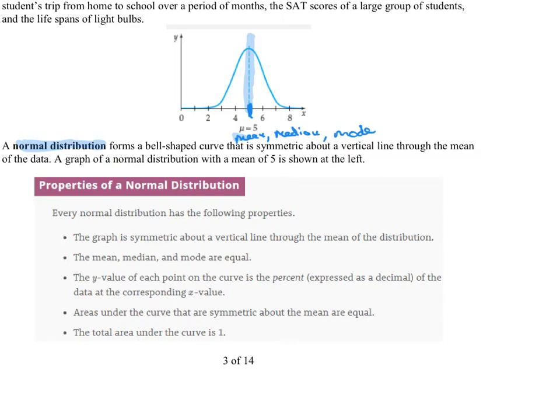The y value of each point on the curve is the percent, expressed as a decimal, of the data of the corresponding value. So what we're talking about here is percentages. So we're using a relative frequency distribution, not an actual frequency distribution, a relative, the percentages. And it says areas under the curve that are symmetric about the mean are equal. So what we're really doing is finding the area under the curve. What that amounts to is how many people lie between these scores. Well, that's the exact same thing that we were answering on the previous question. We said what percentage lied between these two values right here. And that's what we're going to be doing for pretty much the rest of this section.